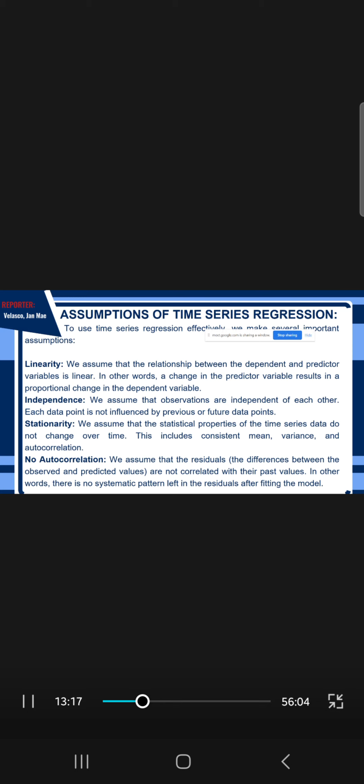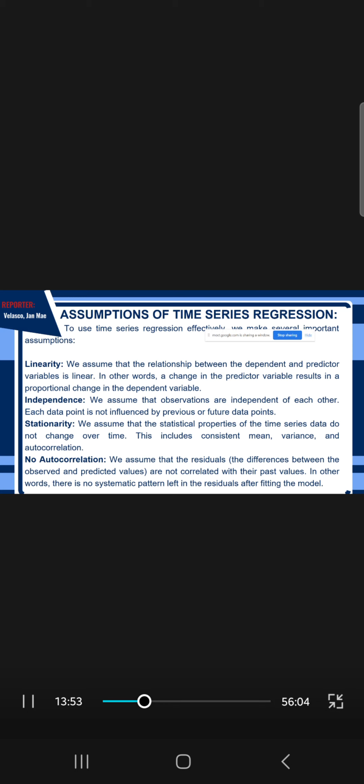So autocorrelation is about the independence of prediction errors over time. So when you make a prediction using a model, there's often a difference between what you predicted and what actually happened. So autocorrelation checks whether these prediction errors are related to each other. So if there's a pattern in these errors, like consistently underestimating or overestimating, that suggests there's more information to be captured by the model.